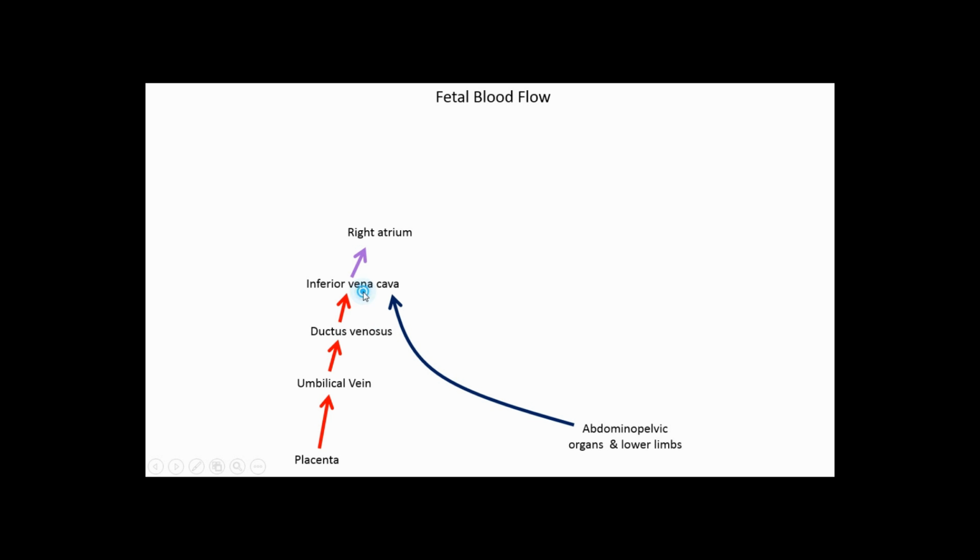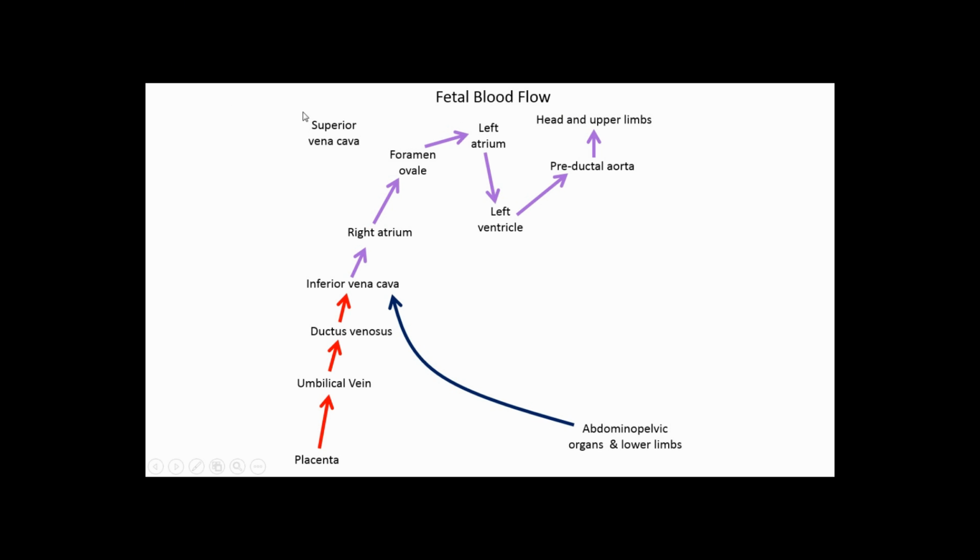Now once it's in the right atrium, that blood from the inferior vena cava is preferentially shunted through the foramen ovale, pushes the valve of the foramen ovale out of the way, and into the left atrium. From there it's pumped to the left ventricle, from the left ventricle to the preductal aorta, up and out the aorta, and then that blood gets distributed to the head and upper limbs.